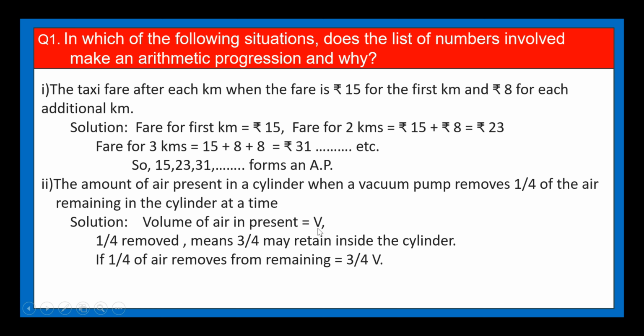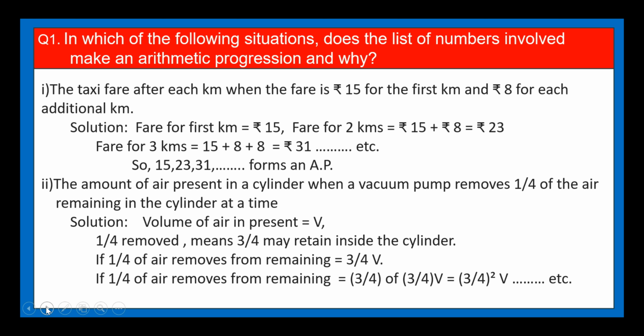For the first time it is V, and the second time it is 3/4 times V. Again, if 1/4 of the air is removed from the remaining, it means 3/4 of 3/4 V, that is 3/4 into 3/4, which is (3/4) whole square V, or 9/16 V. Therefore, the first term is V, the second term is 3/4 V, and the third term is 9/16 V. The difference between any two successive terms is not equal. Since the difference is not equal, this does not form an arithmetic progression.